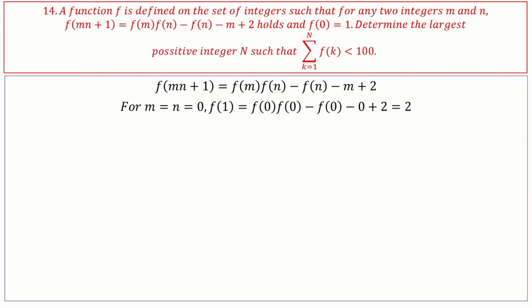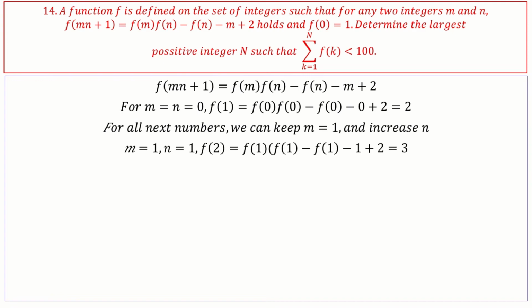So f of 1 is nothing but f of 0 into f of 0 minus f of 0 minus 0 plus 2, which is 2. f of 1 is defined as 2. Now I have my f of 0, f of 1. Let's see what is f of 2. For f of 2, I can make a common statement: always I want to keep m equal to 1 and increase n. So m equal to 1 and n equal to 1.